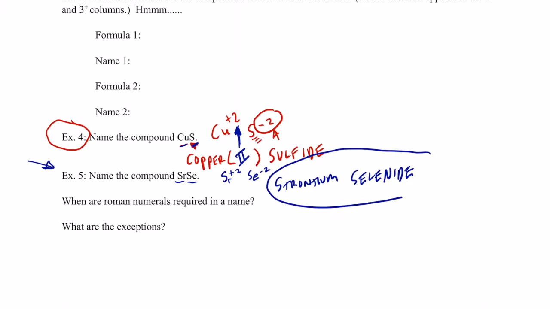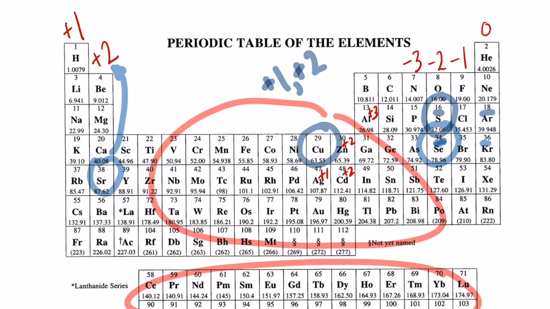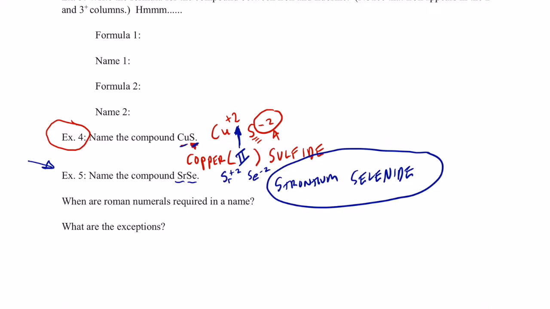So if you wrote strontium selenide, for example, number 5, good job. Many of you, I'll bet, used Roman numerals, but remember, if the metal's in group 1 or 2, or if it's aluminum, zinc, cadmium, or silver, you do not need Roman numerals for those metals. Okay? So let's go ahead and write that down in our notes.